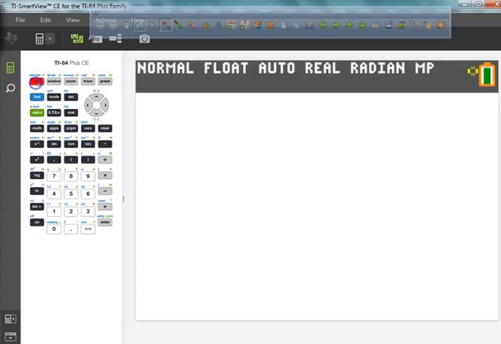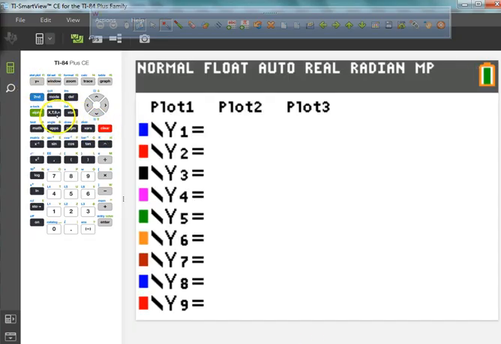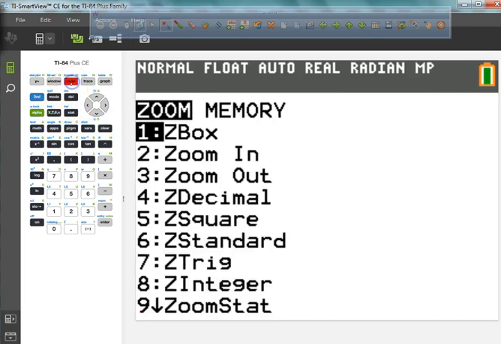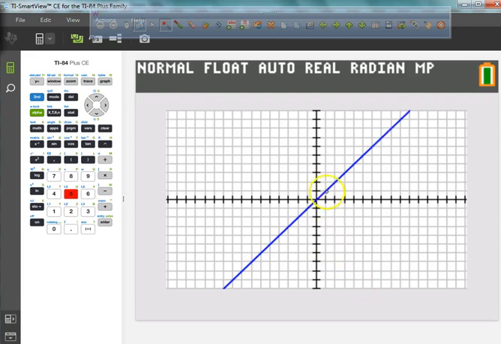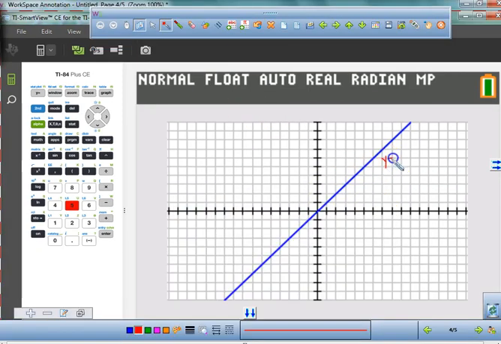Here's what your identity function is going to look like, everybody. You're going to say y equals x, and I'm going to hit zoom, and I'm going to square it up so you guys can see that it goes up 1 over 1, up 1 over 1, up 1 over 1. This is your parent function for all lines. That's something you need to know. Okay?